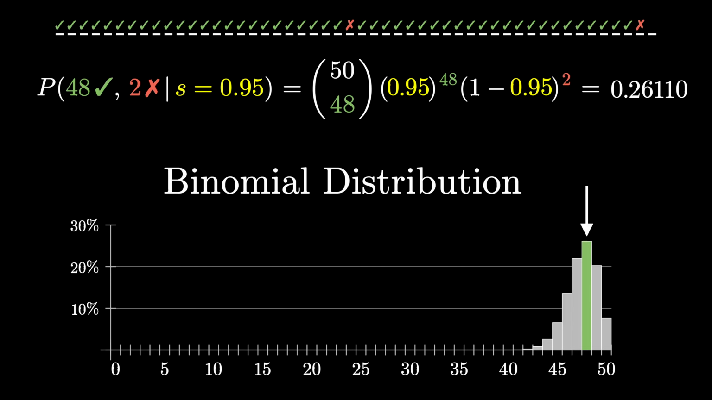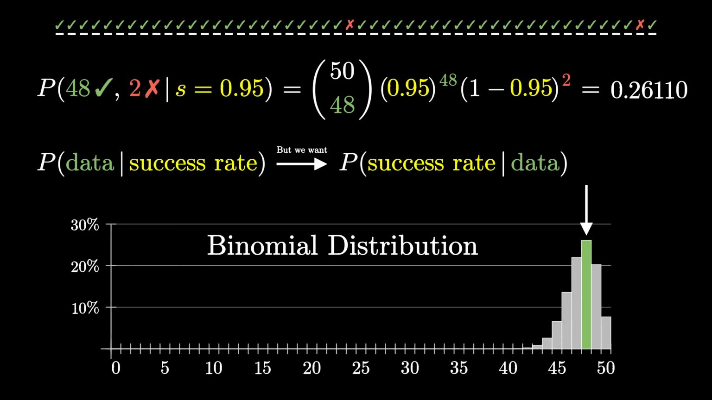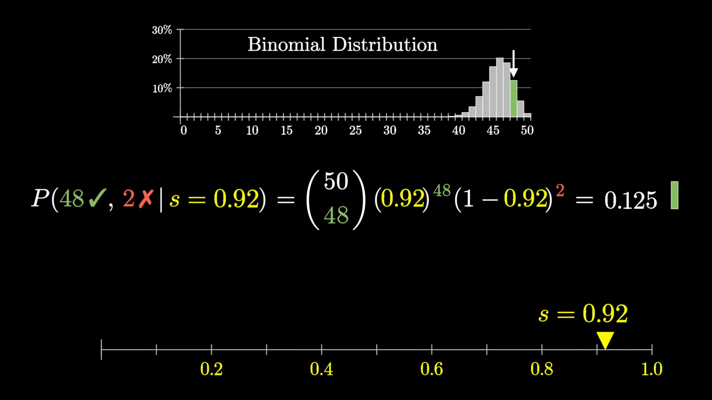For our purposes, this formula gives us the probability of seeing the data given an assumed success rate, which ultimately we want to somehow use to make judgments about the opposite, the probability of a success rate given the fixed data that we see. These are related, but definitely distinct. To get more in that direction, let's play around with this value of s and see what happens as we change it to different numbers between 0 and 1.